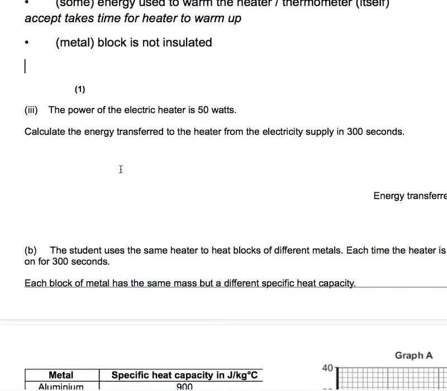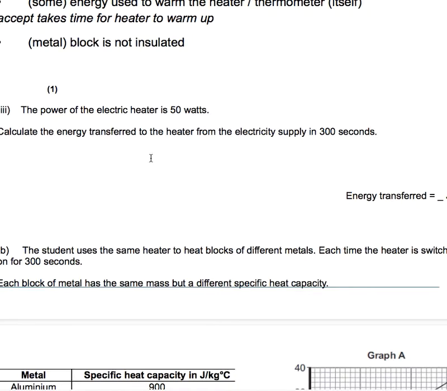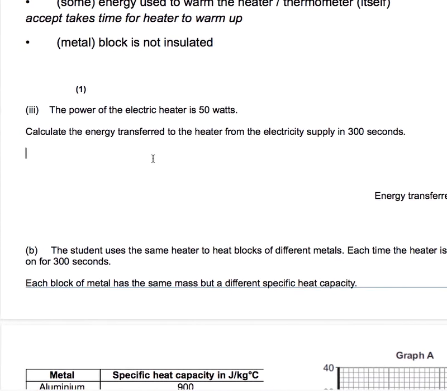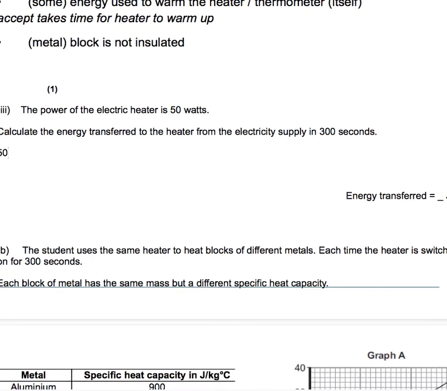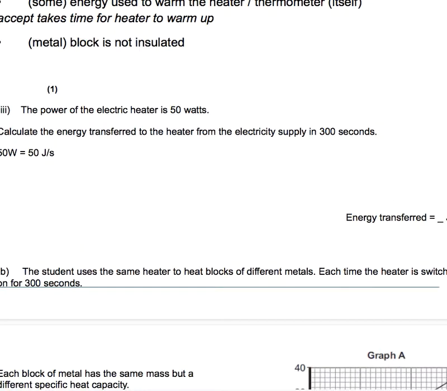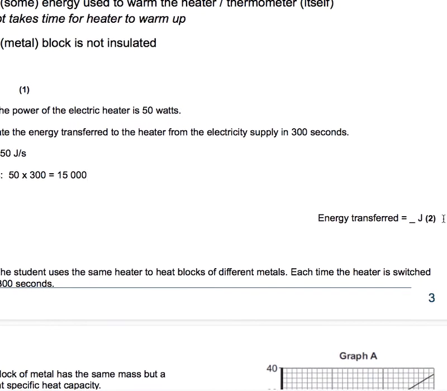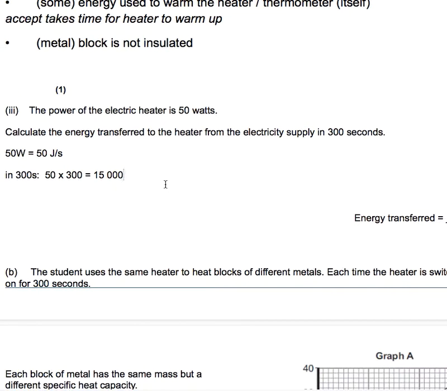The power of the heater is 50 watts. Calculate the energy supplied in 300 seconds. Well, the way you're going to be thinking here is 50 watts is 50 joules per second. So in 300 seconds, we have 50 times 300, and that gives us 15,000. And we have the units over here already, so that's fine. 15,000 joules. So there's 2 marks for this. 1 mark is for the 50 times 300. 1 mark is for the 15,000.